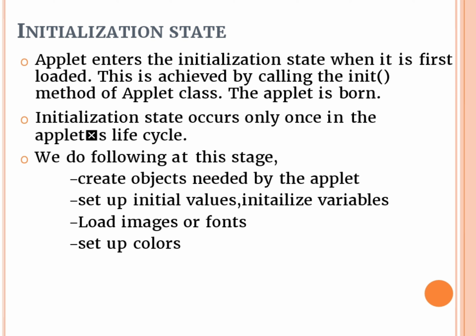What we need to follow at this stage are, we can do some of the things at this stage. Those things are, first one is, we can create objects needed by the applet. Then we can set up initial values. We can initialize variables. We can load images and fonts. And we can set colors to the applet.